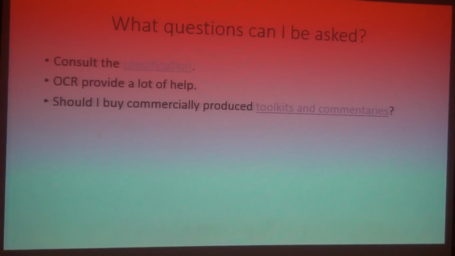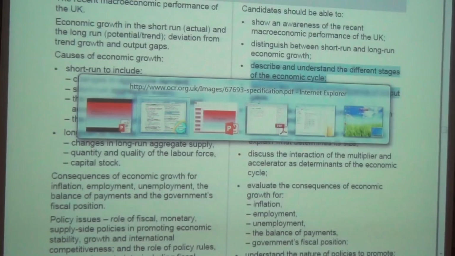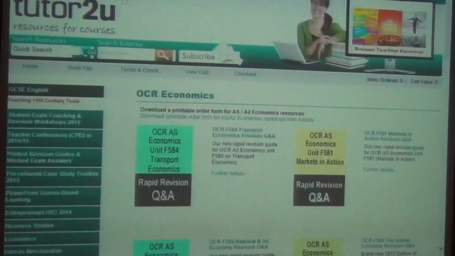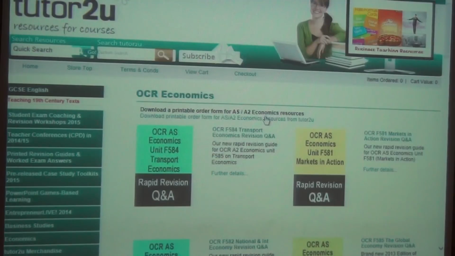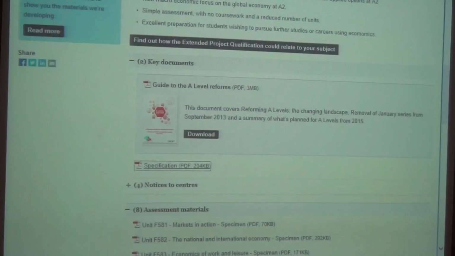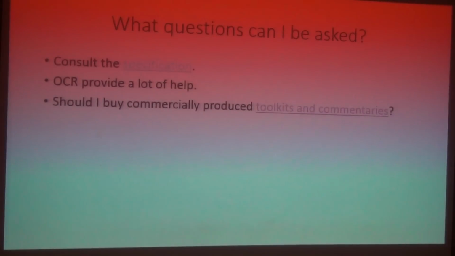There is also other help available, obviously, and there are some commercially produced toolkits and commentaries. Tutor to You, I'm sure some of you will have heard of before, and they produce a commentary as well, so you can buy it on their website. APT's another useful one. I would say with all of these guides, do take them with a pinch of salt. There's often a lot of background material which you don't really need for the exam, but they can be useful if you know what you're looking for.